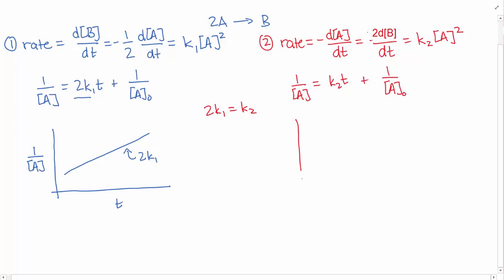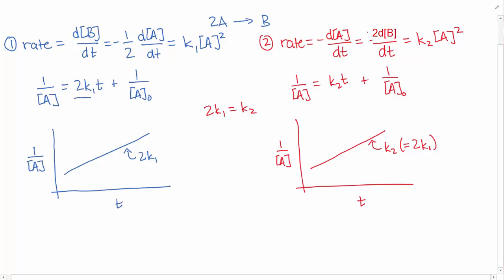In the second case, we make the exact same plot, and if again we're plotting 1 over the concentration of A, in both cases these are the full concentrations of A, we'd expect to get a line that's identical with the same slope. However, here we'd call our slope K2, which is equal to 2K1. So they have the same slope, but we've defined our rate constant differently.